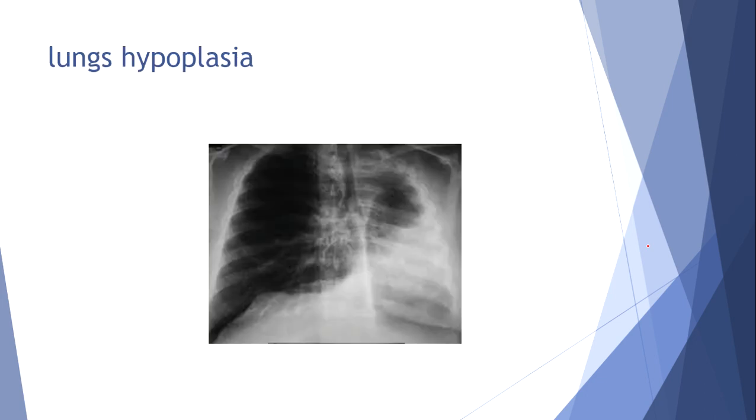Here we see unilateral congenital lung hypoplasia. We have one normal lung and one underdeveloped lung.